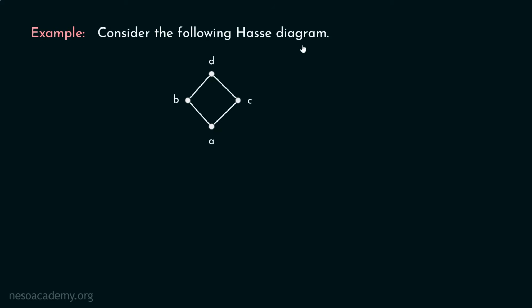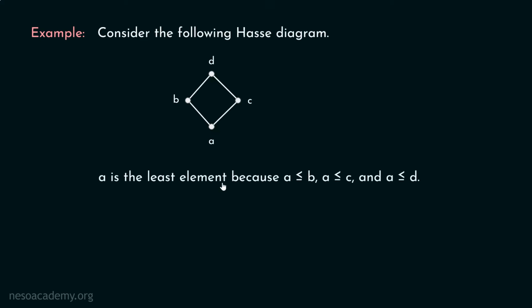Consider the following Hasse diagram. Let's say we are available with this Hasse diagram and our task is to identify whether this Hasse diagram is a bounded lattice or not. For this we have to see whether this Hasse diagram has a greatest and a least element or not. A is the least element because A is related to B, A is related to C and A is also related to D by transitivity, right? A is obviously the least element.